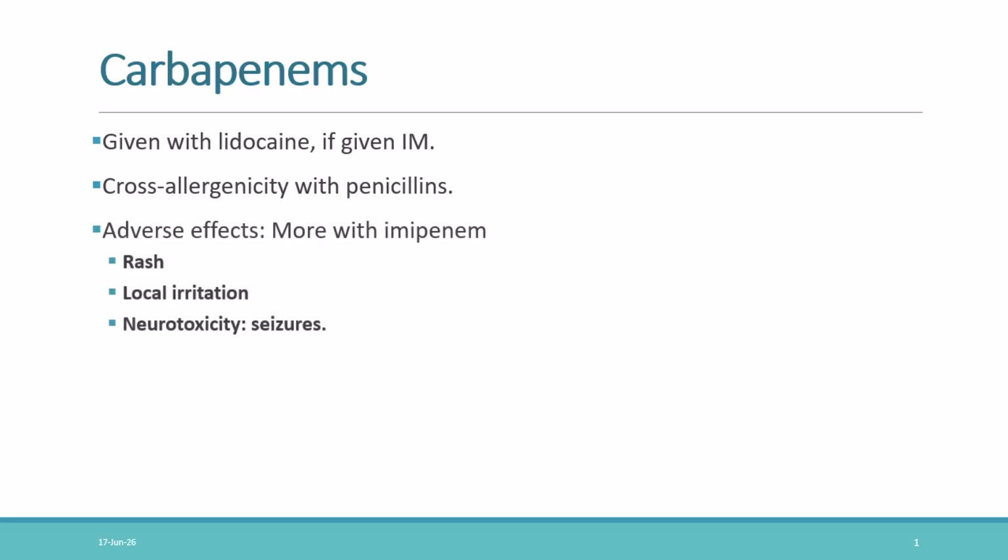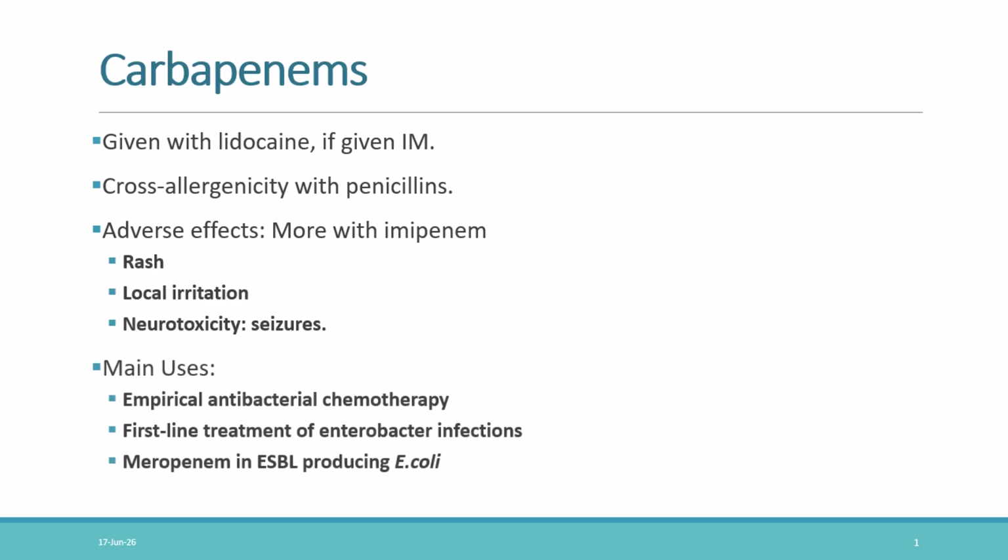Despite these concerns, carbapenems remain among the most valuable antibacterial agents available. They are frequently used as empirical therapy in critically ill patients because they provide exceptionally broad coverage. They also play a major role in treating infections caused by ESBL-producing organisms, with meropenem being one of the most commonly used agents for severe ESBL-associated infections.